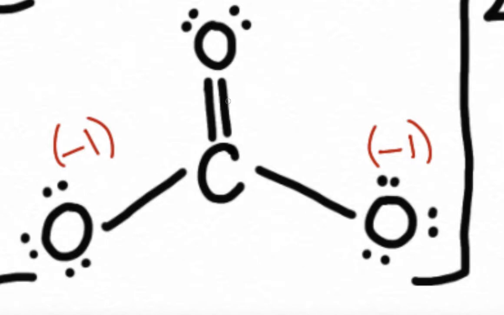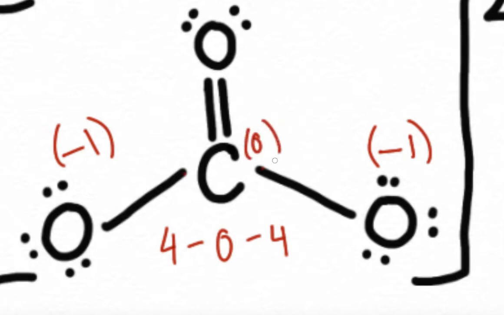Now let's find the one for the carbon. The number of valence electrons for carbon is 4, minus the number of non-bonded. They're all bonded. We don't have any dots like this or like that. So that would be 0, minus the number of bonded, divided by 2. For the number of bonded, we have 2, 4, 6, 8, divided by 2, that's 4. So that leaves us with 0. The formal charge for carbon here is 0.